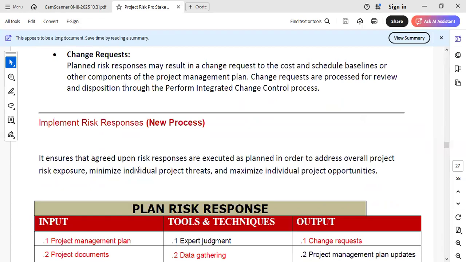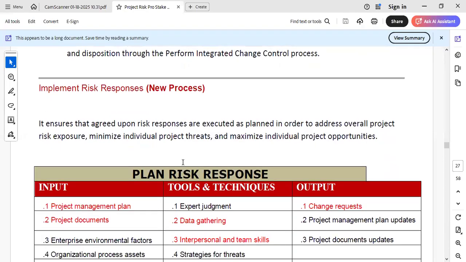Yeah. So implementing the risk responses. We came up with a strategy there. Now we want to implement it. We have to implement it. Here now we want to ensure that the agreed upon risk responses are executed as planned. We're following through as planned. We want to ensure that what we're doing is what we said we would do.